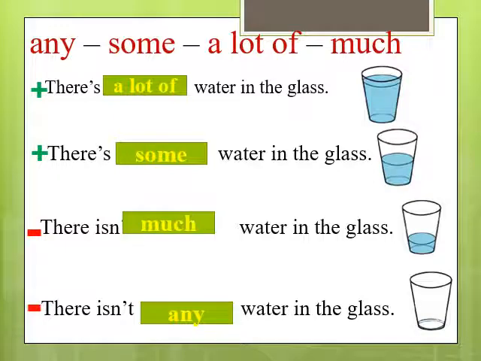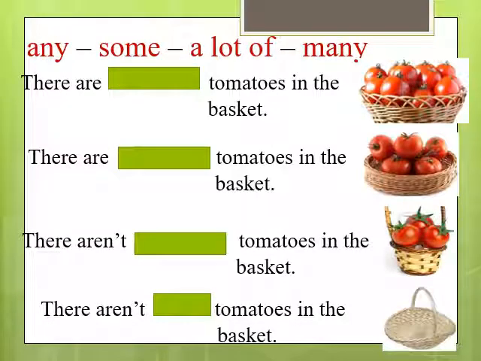Yes, so you can check positive or negative. And now let's continue with countable nouns. Example, tomatoes. So the first, there are a lot of tomatoes. There are some tomatoes in the basket. There aren't many tomatoes in the basket. And there aren't any tomatoes in the basket. Okay, that's all for today's lesson. You check here, positive or negative.